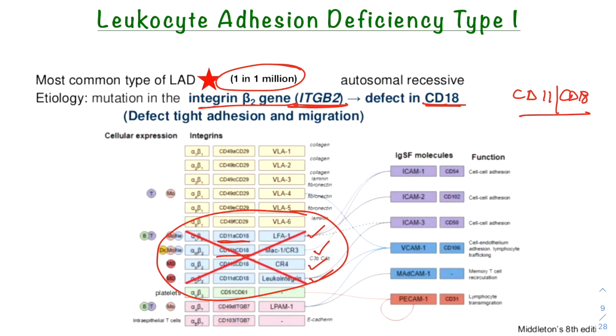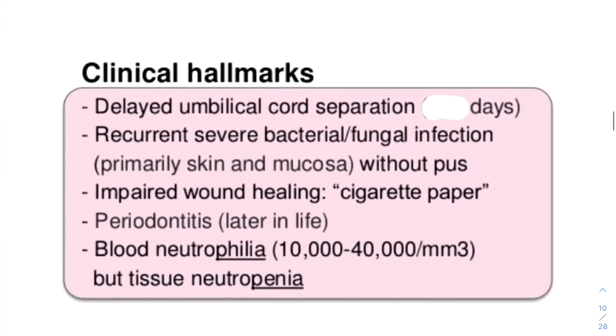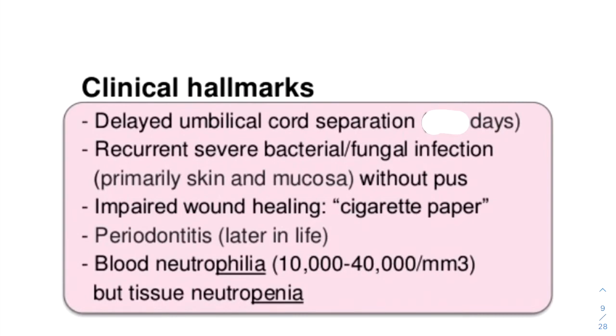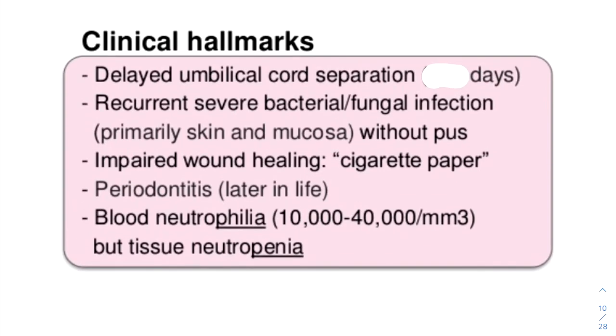Now, what are the clinical hallmarks of LAD type 1? The patient is typically a neonate or an infant who presents with delayed separation of the umbilical cord.